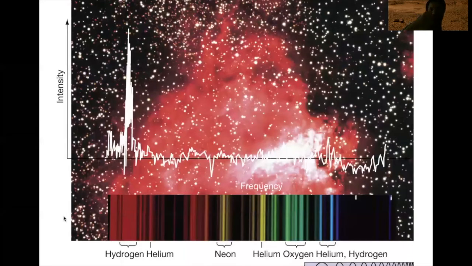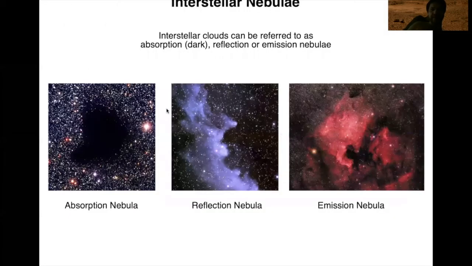So emission nebulae are red because they are emitting light in H alpha. You see here, these are the main lines that you would see in an emission nebula. And there's this conspicuous red line, which is H alpha, which is red, and therefore they glow red.